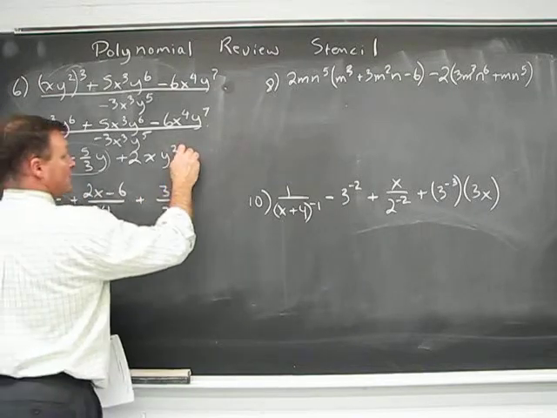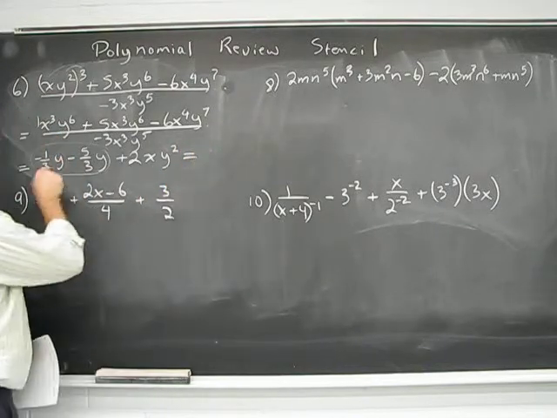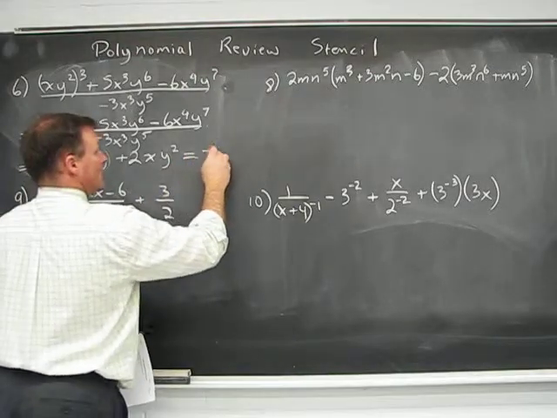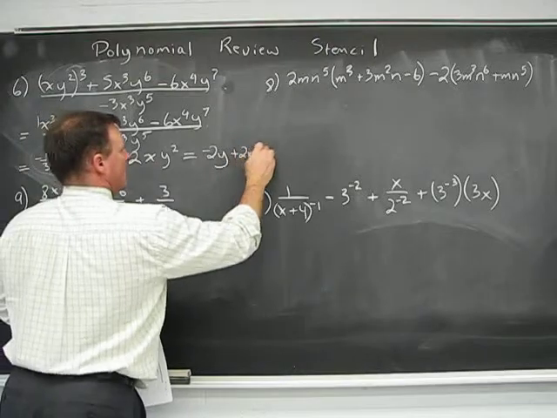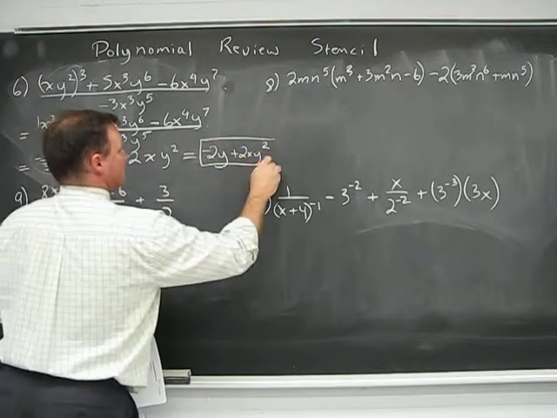And just because I'm running out of room, I'm going to put my answer right here. So that's going to be negative 2y and positive 2xy squared. Answer for number 6.